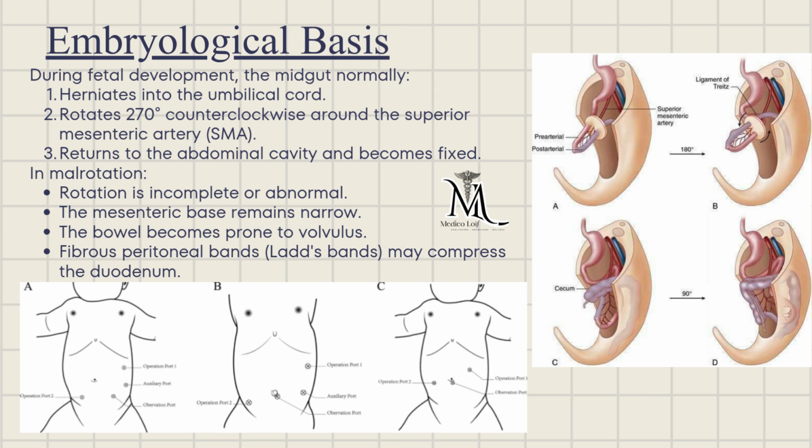Embryological basis. During fetal development, the midgut normally herniates into the umbilical cord, rotates 270 degrees counterclockwise around the superior mesenteric artery, SMA, returns to the abdominal cavity and becomes fixed. In malrotation, rotation is incomplete or abnormal. The mesenteric base remains narrow. The bowel becomes prone to volvulus. Fibrous peritoneal bands, Ladd's bands, may compress the duodenum.